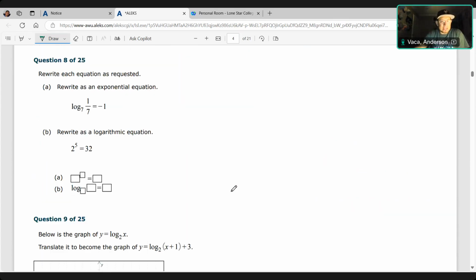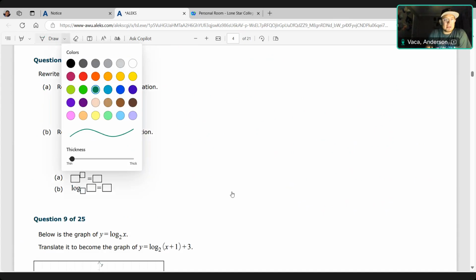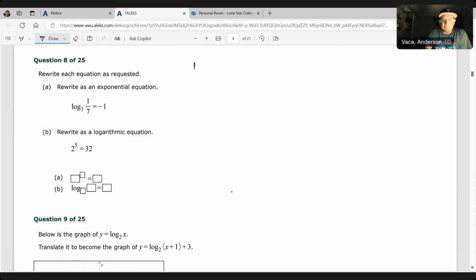Rewrite as an exponential equation. Okay, before I do this, let's go ahead and review a tiny bit. We have a base that is raised to an exponent and is equal to an answer. That is equivalent to the logarithm of that base, argument equals exponent. So basically they have the same pieces of information, a base, an exponent, and of course the argument, which in this case will be the answer.